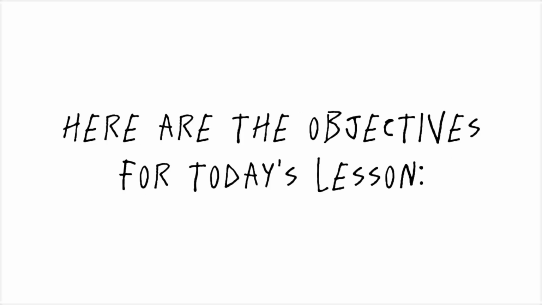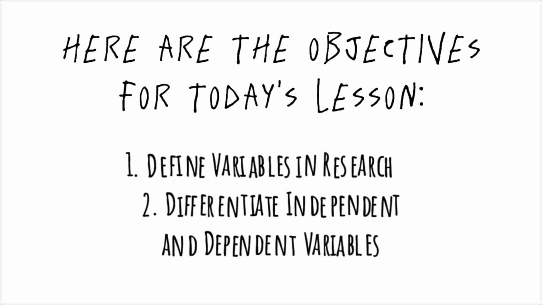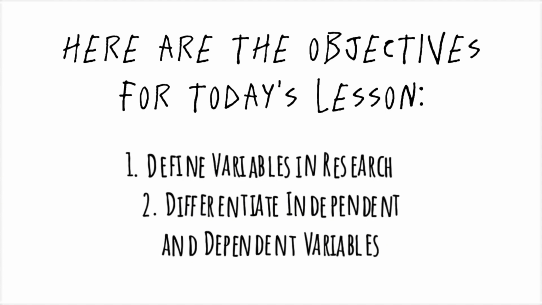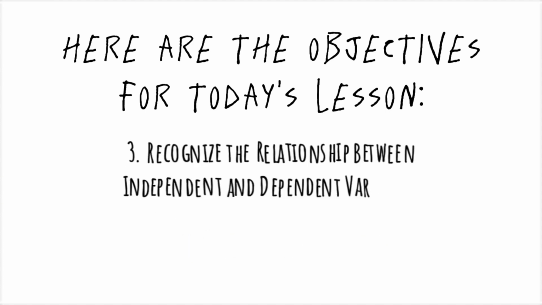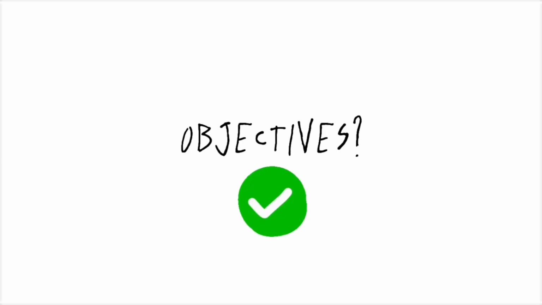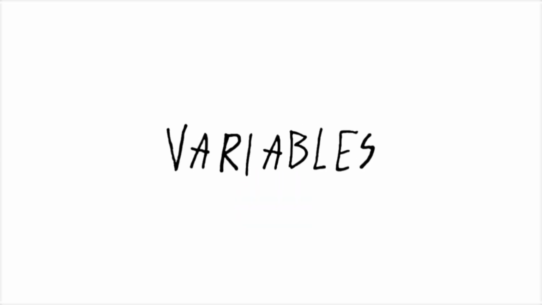But first, here are the objectives for today's lesson. Number 1, we have to define variables in research. Number 2 is to differentiate independent and dependent variables. Third is to recognize the relationship between independent and dependent variables. And lastly, is to identify the independent variables in given examples. Introduction? Check. Objectives? Check. Now we can start our lesson proper.